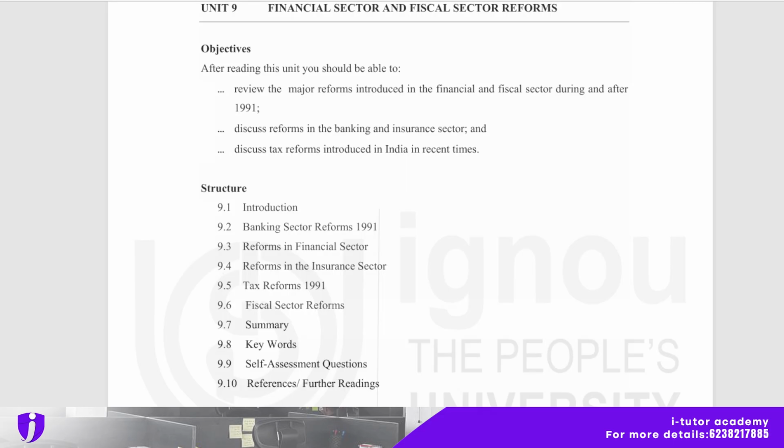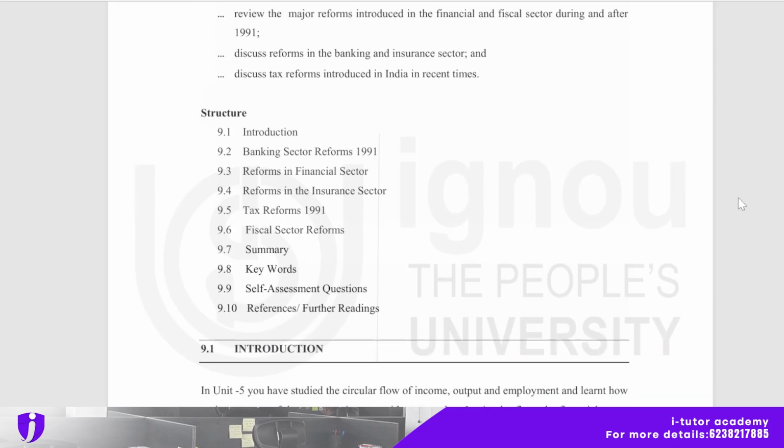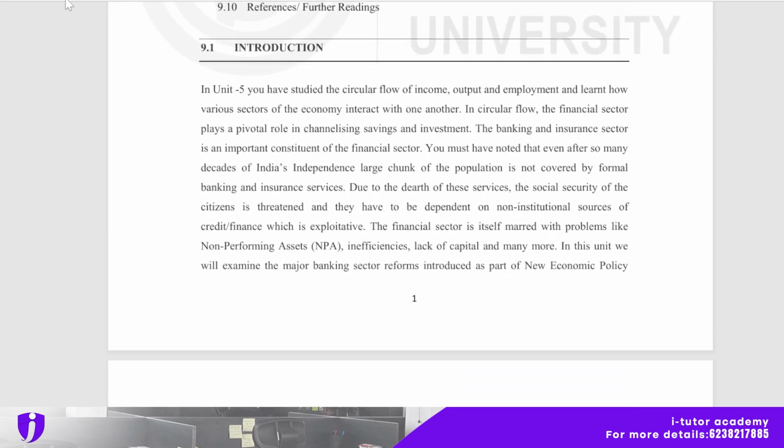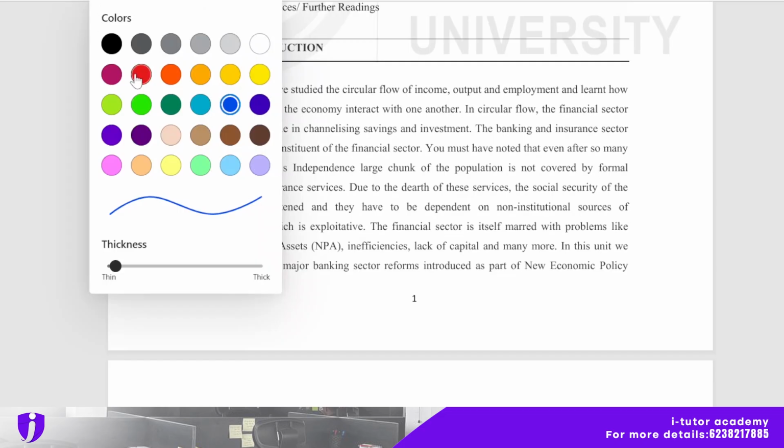And the structure of this unit is, first of all, there is an introduction, banking sector reform 1991, reform in financial sector and reform in the insurance sector, tax reform 1991, fiscal sector reform, summary, keywords are there, and self-assessment questions also there. Okay, so let's start with the introduction part of this unit.